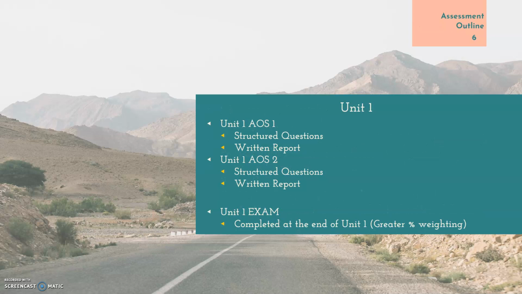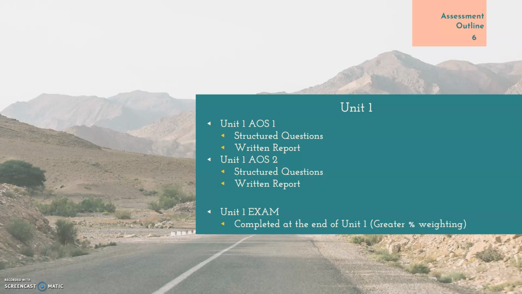Just quickly run through the assessments. Obviously, being a VCE subject, there are multiple formal assessments that we need to distribute to the students that contribute to their overall grade for the semester. So, Unit 1, AOS 1, and for those that aren't aware, AOS means area of study. Each unit has 2 areas of study that we try and break up term by term.